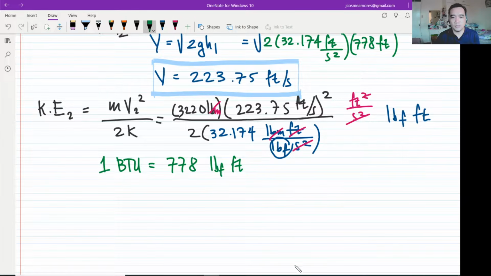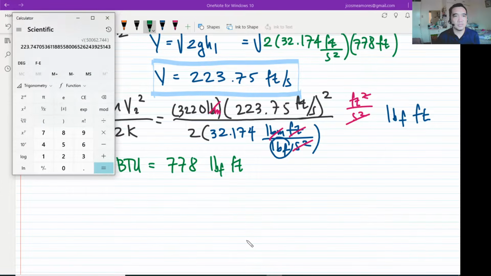So let's go ahead and calculate that. We have 223, let's square that again and multiply by 3,220, and then divide by 2 times 32.174.